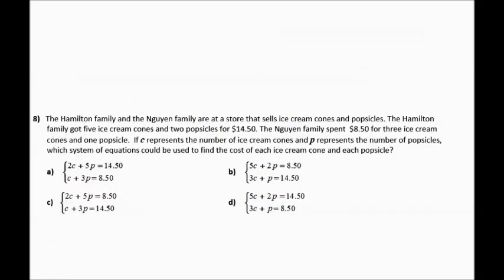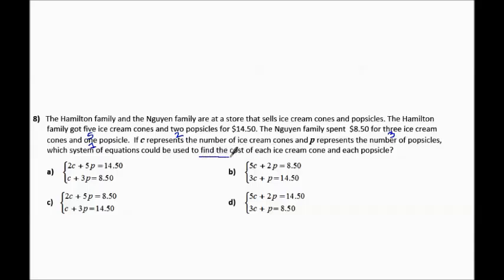We also have one more word problem here. They're saying the Hamilton family and the Nguyen family are at the store that sells ice cream cones and popsicles. The Hamilton family got 5 ice cream cones, so you can go ahead and write the number 5 there. And 2 popsicles, you can write that as a 2 to find it easier, for $14.50. The Nguyen family spent $8.50 for 3 ice cream cones, so you can write the 3 there, and 1 popsicle. You can write 1. If C represents the number of ice cream cones and P represents the number of popsicles, which system of equations could be used to find the cost?